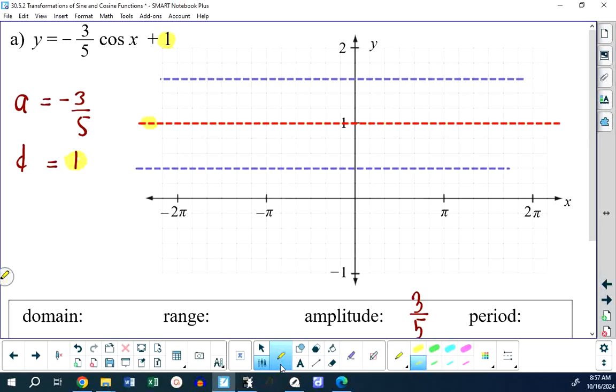So by looking at A and D only, and it's why I made this example simple, by looking only at A and D, you know where your guidelines or grid lines or boundaries are, and you can go ahead and draw those.